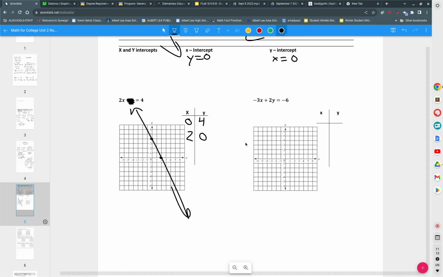Try the next one on your own. See if you can find the x and the y intercept. Plug in 0 for x, plug in 0 for y. See what you get.